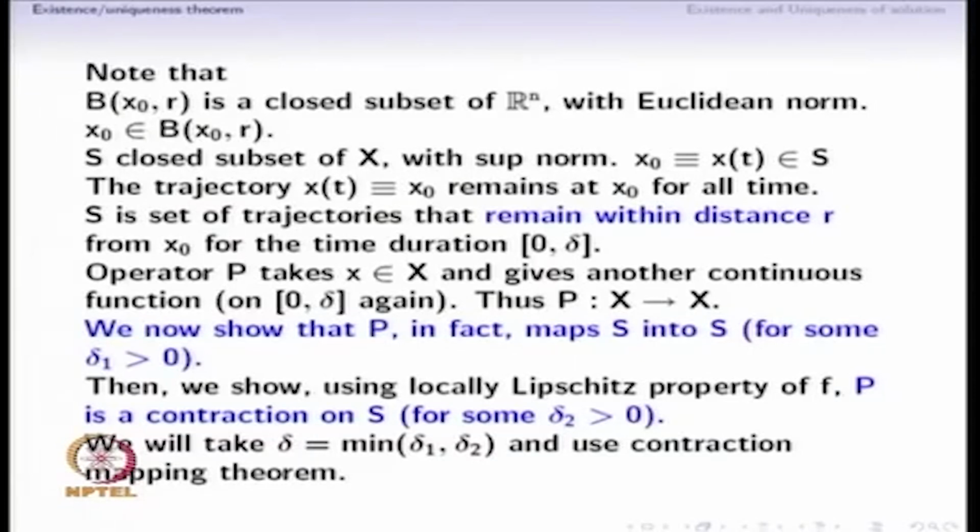This we will call delta 2 greater than 0. Once we have these two conditions, delta 1, which ensures that P maps S into S, and delta 2, which ensures that P is a contraction on S, we will define delta to be the minimum of delta 1 and delta 2. Since delta 1 and delta 2 are both positive, the minimum of the two will be a delta that meets the conditions in the theorem. For this particular delta, we will use the contraction mapping theorem.